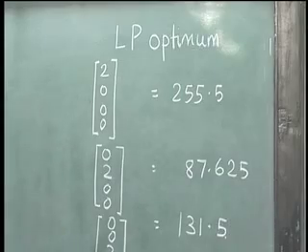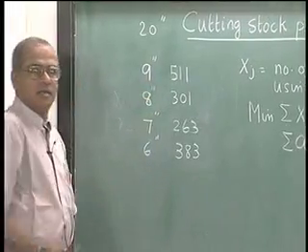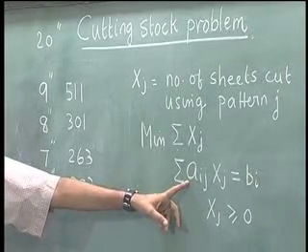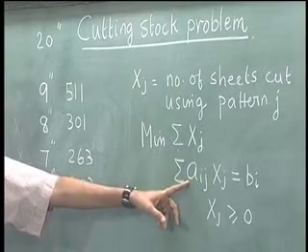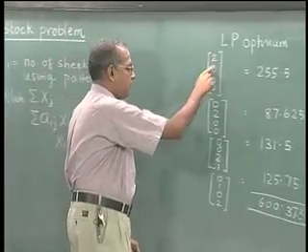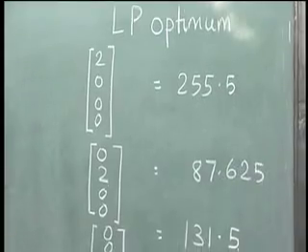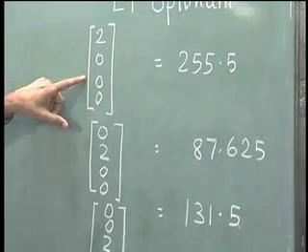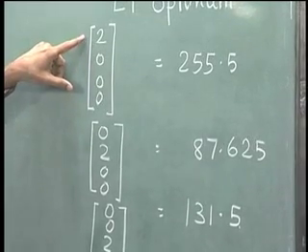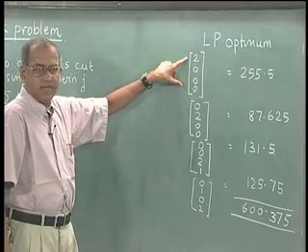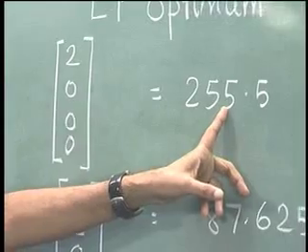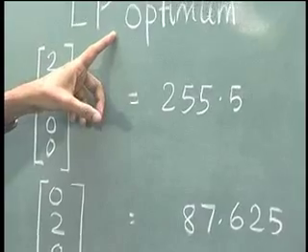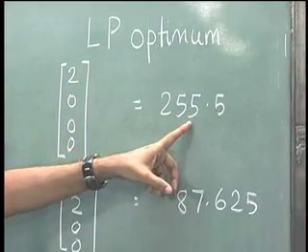There are 4 types required, 9, 8, 7 and 6, which means there are 4 constraints here, which also means that there will be 4 basic variables and there will be 4 patterns in the solution. So, we can see that these are the 4 patterns which are in the solution. 2 0 0 0 means 2 into 9 plus 0 into 8 plus 0 into 7 plus 0 into 6, which means we are able to cut 2 9-inch sheets from a 20-inch, and we use 255.5 such sheets. Please note that this is an optimum to the linear programming problem, and therefore, this can take a fractional value.